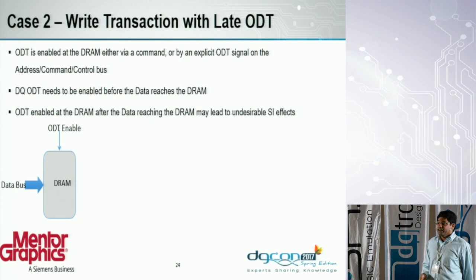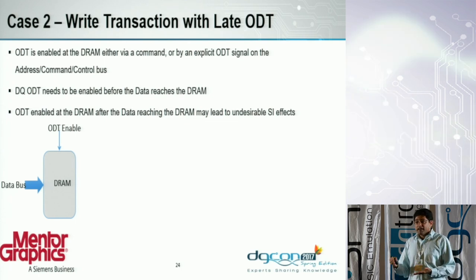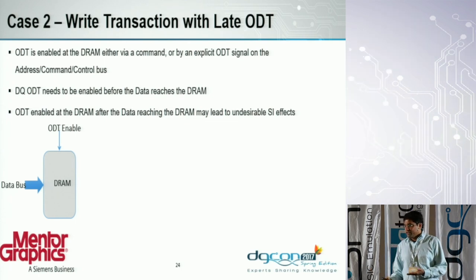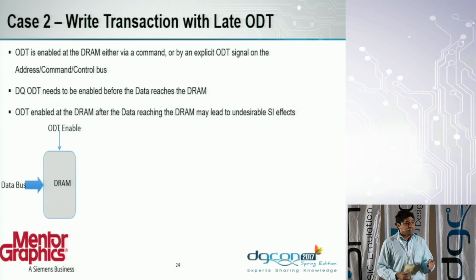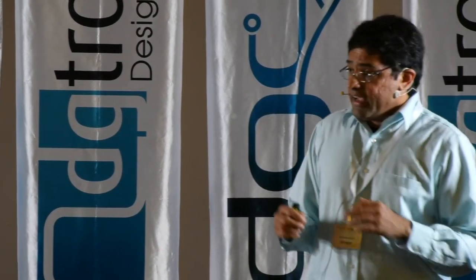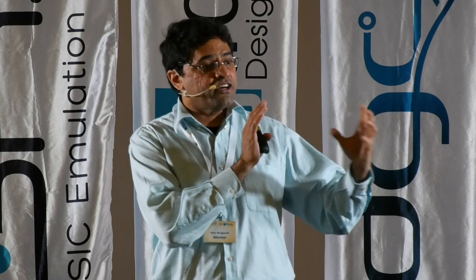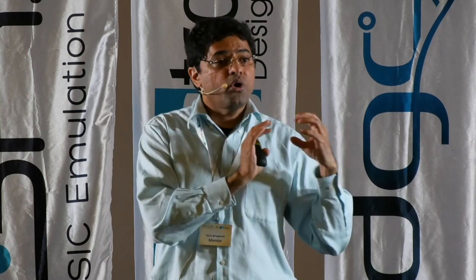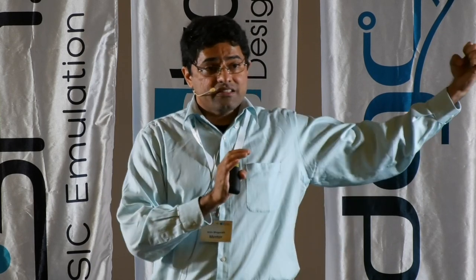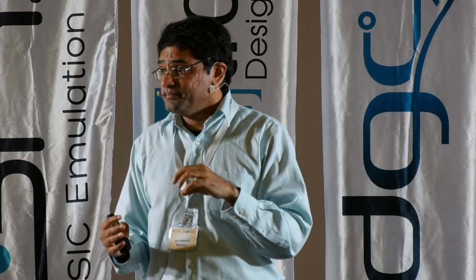Second case. If the ODT happens to come a little bit later than it should, so there's an ODT signal which tells the DRAM that, OK, now turn your termination on. If that signal happens to come a bit late to the DRAM, it's possible that for a short duration of time, there's no ODT. So the transmitter might just be driving to high impedance at the receiver.